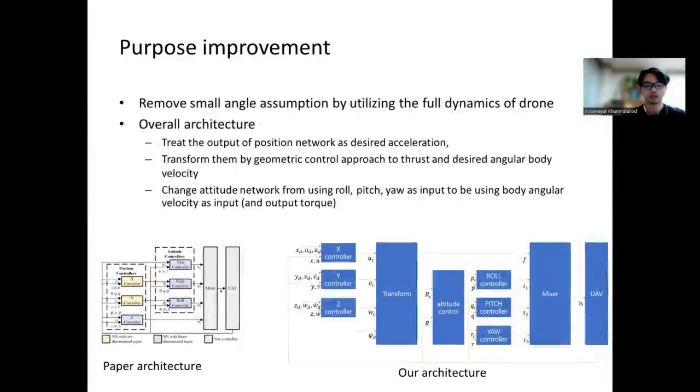And third, the attitude system has to change from receiving the roll, pitch, and yaw angles as input to receiving the desired body angular velocity instead.